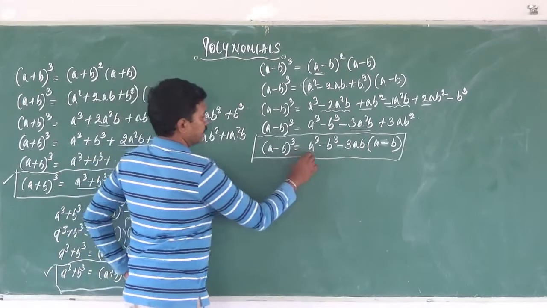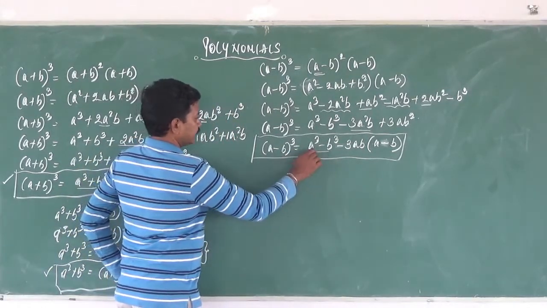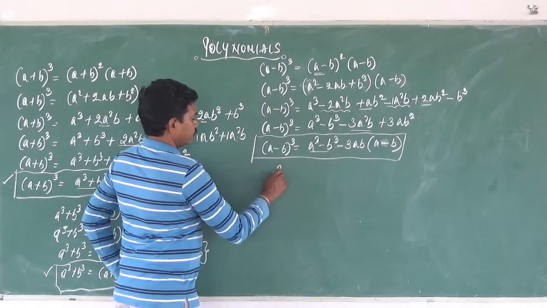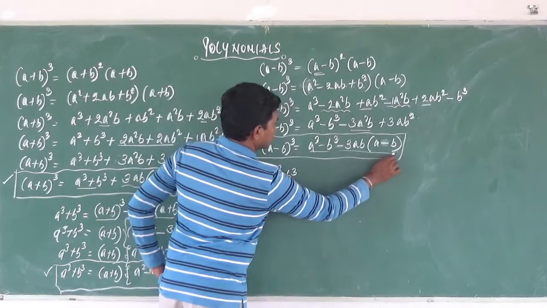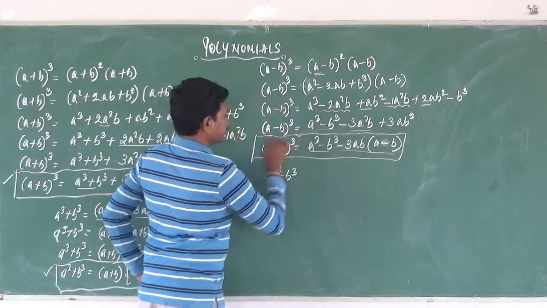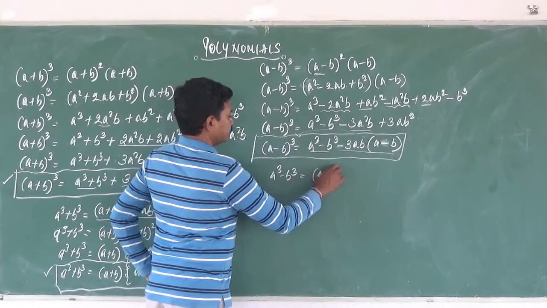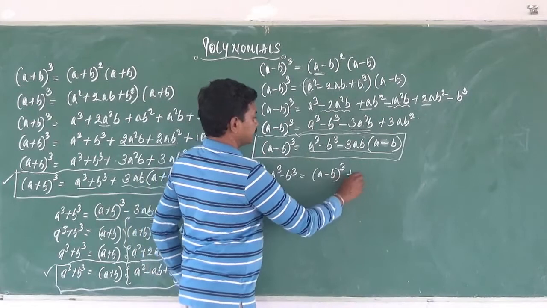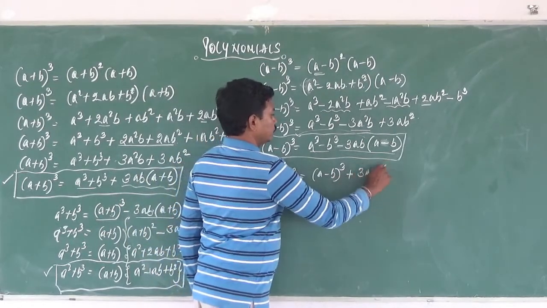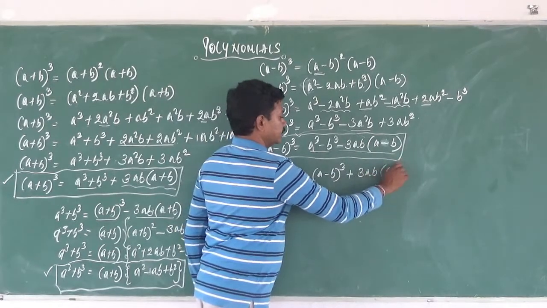Okay, let us make a cube minus b cube the subject here. So if you take these two terms a cube minus b cube, and if you transpose this minus 3ab into a minus b, which is on the LHS along with a minus b whole cube, we will transpose this entire term here, so that becomes plus 3ab into a minus b. It doesn't change to a plus b, it remains a minus b itself.